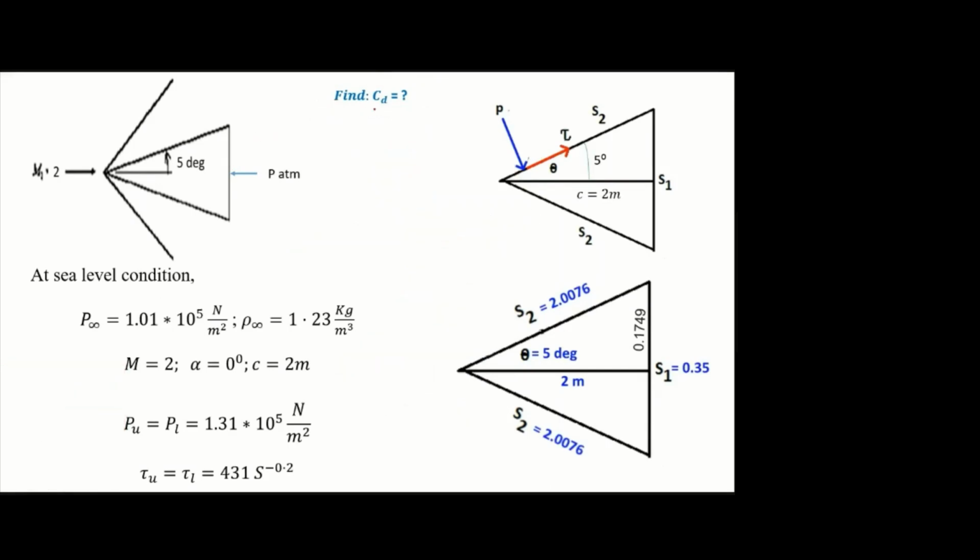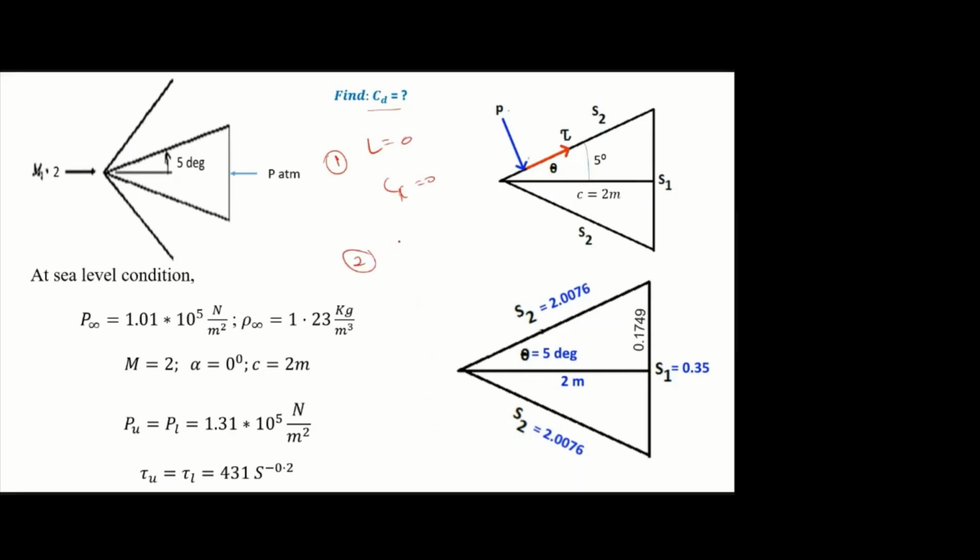So sometimes they ask directly to find CD. If they ask to find the force coefficients, lift and drag, then straight away you can write that the angle of attack is 0, the object is symmetric, so the net pressure difference is 0, so lift is 0, CL is also 0. Like that, first you can answer. Then you have to find the CD.